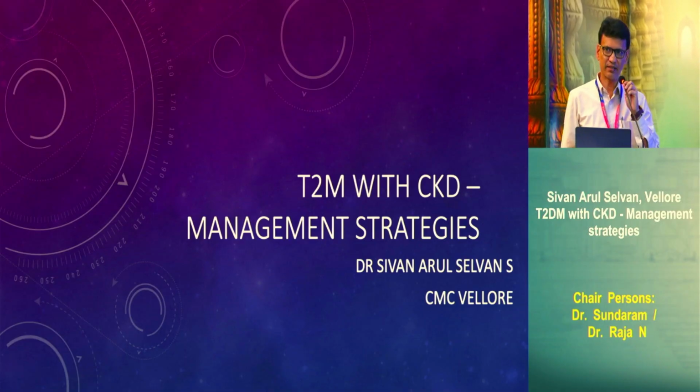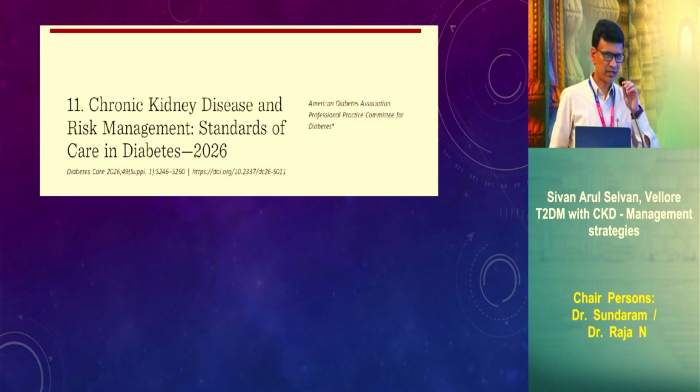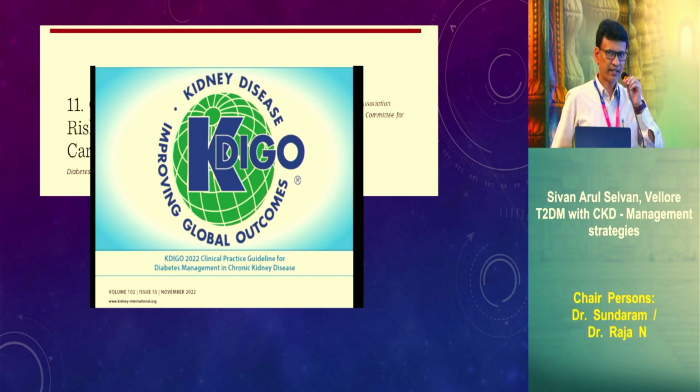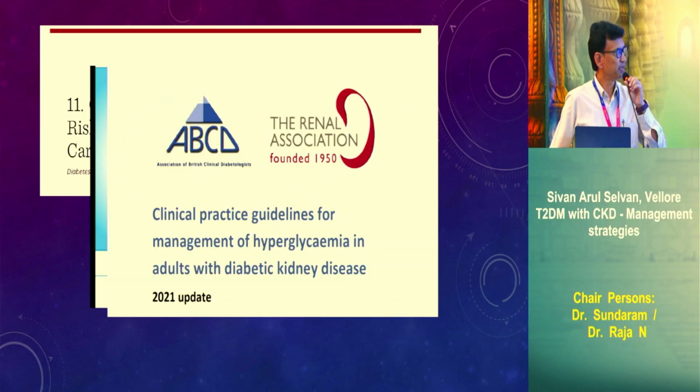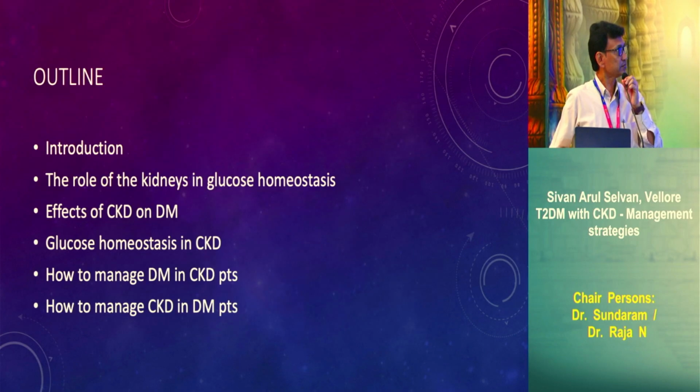The next 20 minutes we'll discuss briefly about the management strategies for patients with type 2 diabetes and CKD. Most of the references are from these: one is the ADA 2026 guidelines, second is the KDIGO guidelines 2022, then the British Clinical Diabetologist Association guidelines, and then JBDS guidelines. Most of these give comprehensive recommendations regarding how to use various drugs in diabetes and how to address CKD in diabetes.